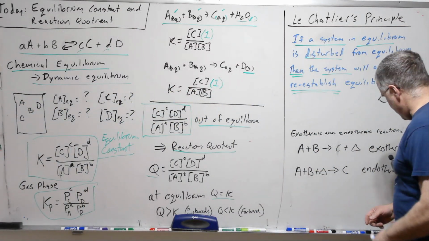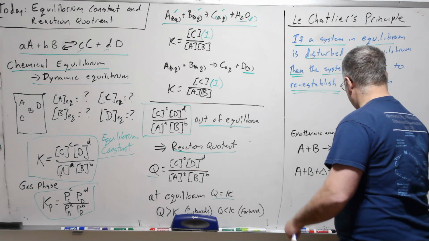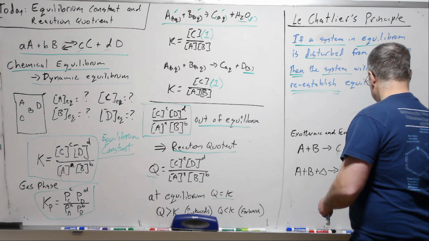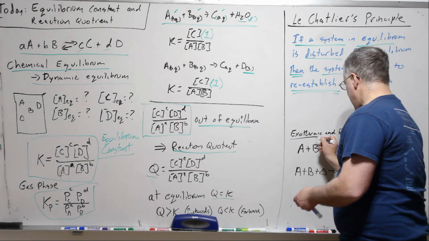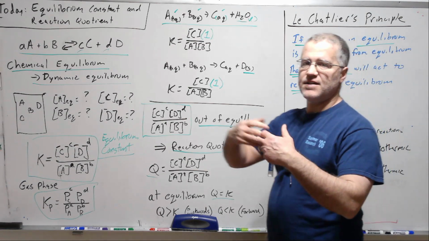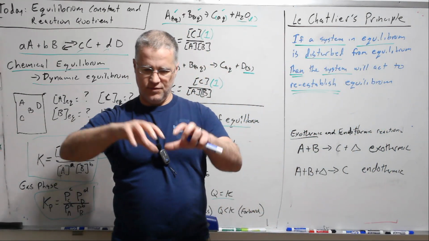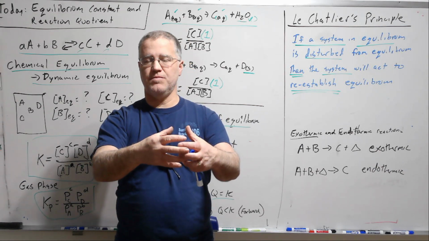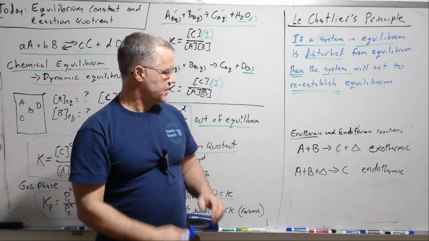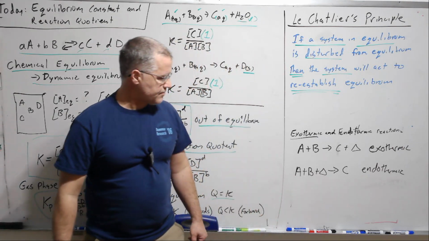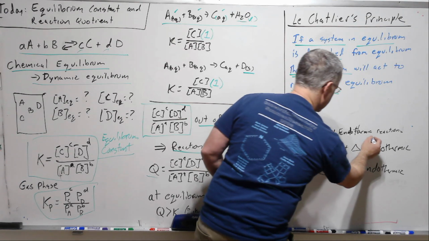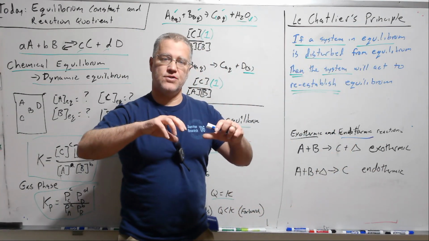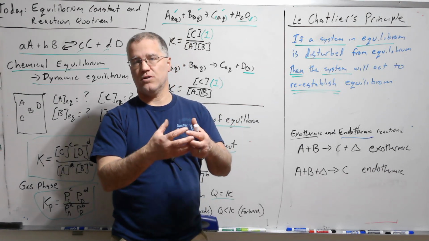All right, the last thing we want to talk about is exothermic and endothermic reactions. An exothermic reaction is a reaction that gives off heat. So if you mix A and B and it creates C, the reaction gets hot. If you were to touch the beaker, it would feel hot. It's giving off heat. The endothermic reaction takes in heat. So if you mix these two and then touch the beaker, it would feel cold.